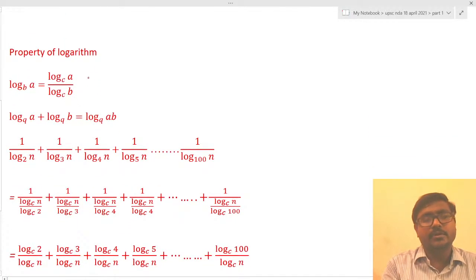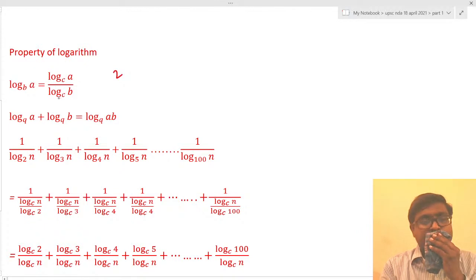Before going to the sum, I will just explain some properties of logarithm. Log A base B, if it is like this, I can write it as log A by log B with a common base: the numerator has the one value, the denominator has the base value. For the common base you can introduce anything. I have written simply C. You can put e, you can put 10, you can even put 2, anything you want, but the same value you have to substitute. That's it. This is a property of log.